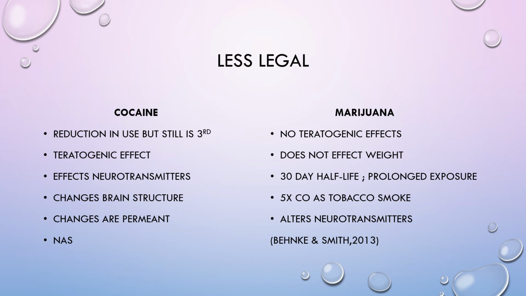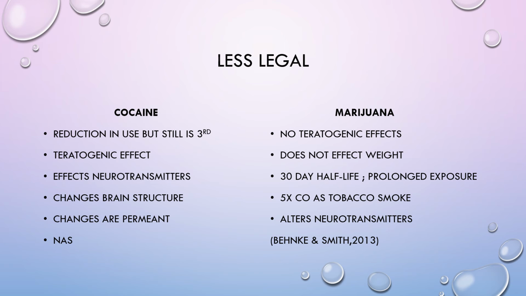Cocaine. Self-reporting surveys say that cocaine use is on the downside, but it is still the third largest substance of abuse. It has a teratogenic effect, especially early in pregnancy, because again, it does cross the blood-brain barrier. It affects the neurotransmitters. It can change brain structure, and these changes to the CNS are permanent. And post-delivery, they can have withdrawal and develop neonatal abstinence syndrome.